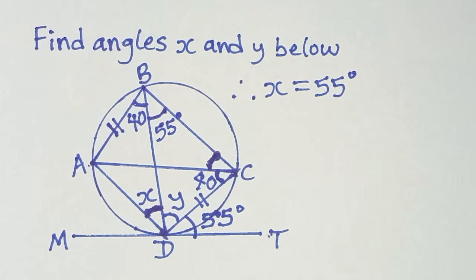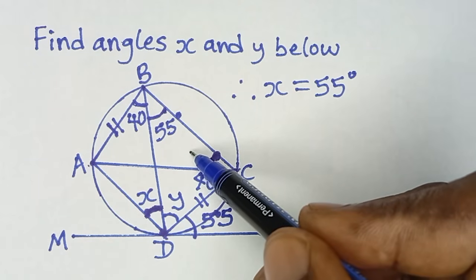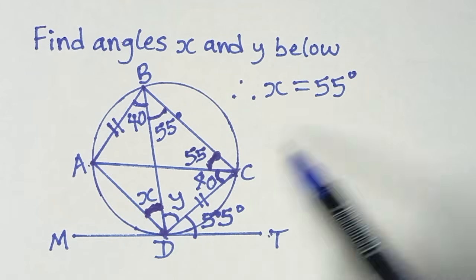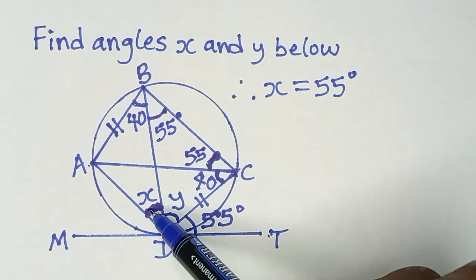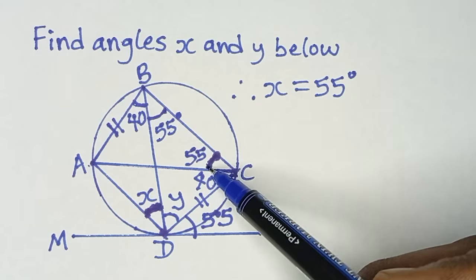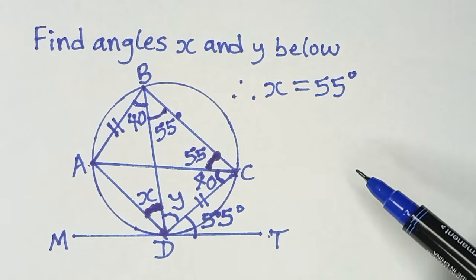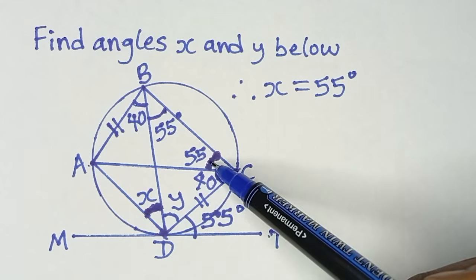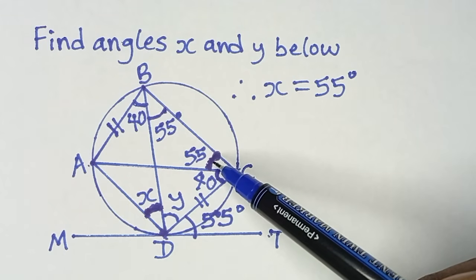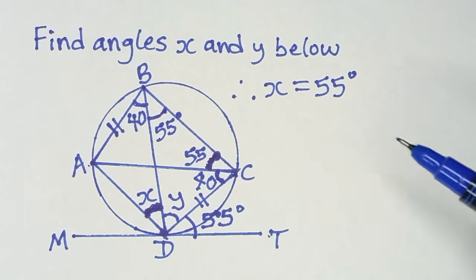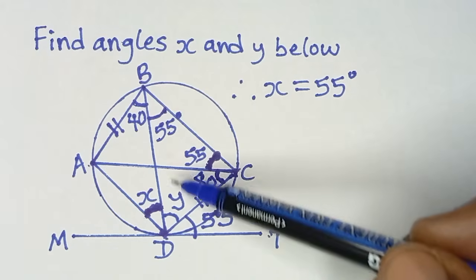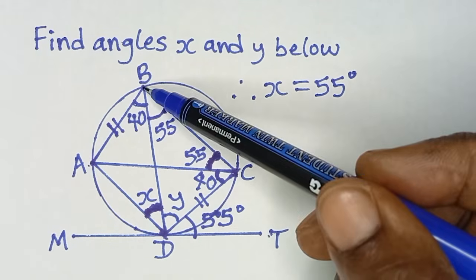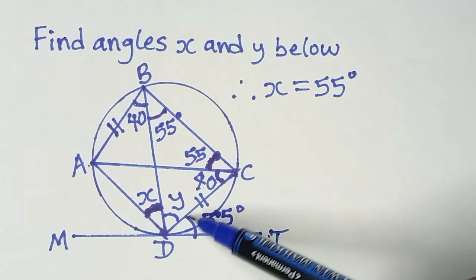So in that case, I can say this angle is 55 degrees. Because X is 55 degrees, this angle is also X, which is 55 degrees. So that is angles in the same segment are equal. Now, finally, we can use this triangle BCD to find the value of angle Y.